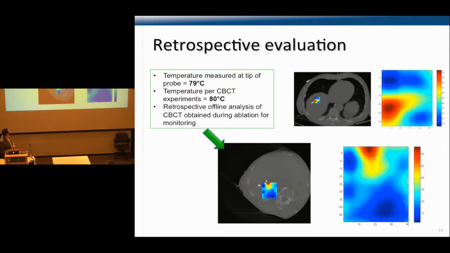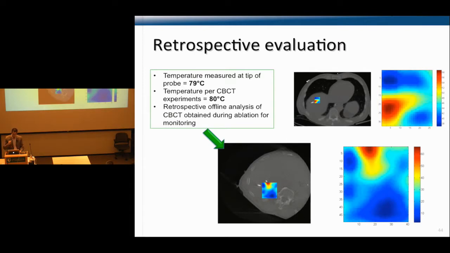And in this case, I think it was 79 degrees that was the temperature measured at the tip of the probe, and 80 degrees was the predictive temperature from this thermometry technique. So this could actually be an opener for being able to monitor these procedures and correct for any discrepancies. For example, if there are multiple ablations, to have appropriate coverage of the tumor before the patient is discharged and leaves the hospital.